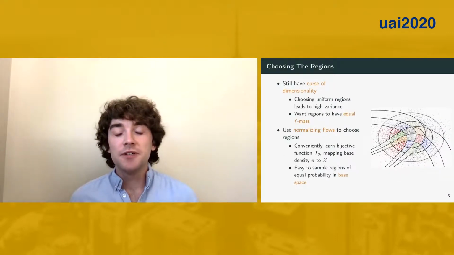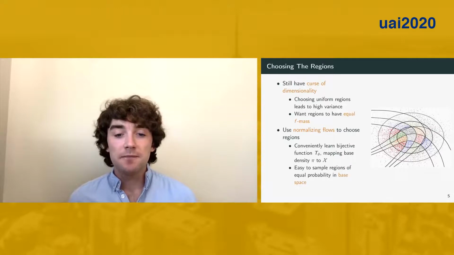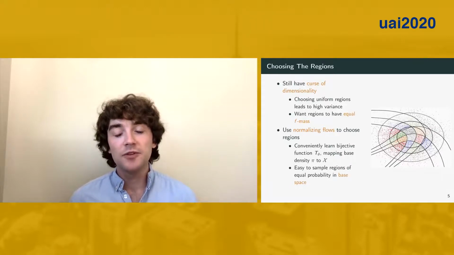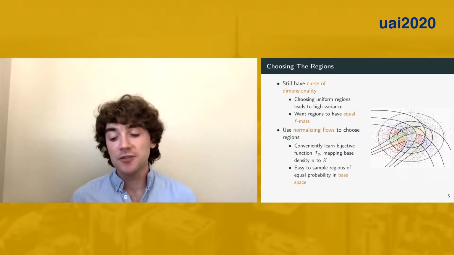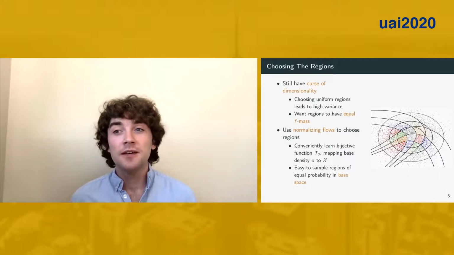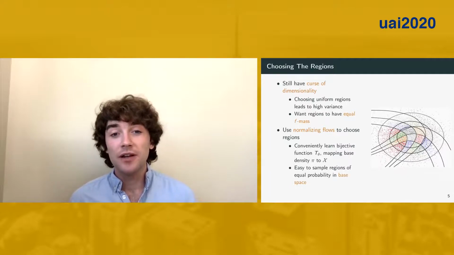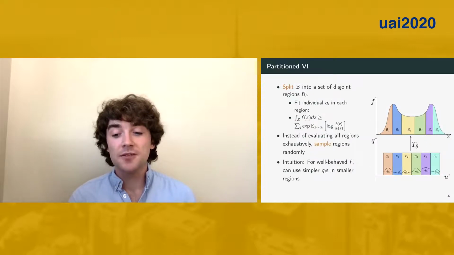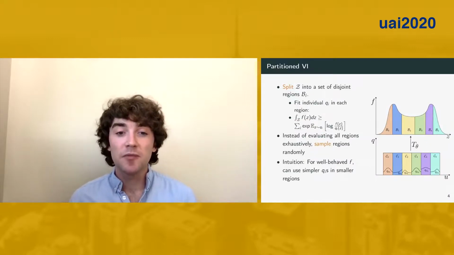So how do we choose the regions to minimize this variance that we get? Well, we can imagine that if we chose uniform regions, we would have pretty high variance, especially as the functions f that we're trying to integrate are often going to be supported on some smaller typical set. So if we choose regions at random, uniformly, then a lot of these regions are going to have very low density of f in them. And so the estimator we have is going to be pretty high variance.